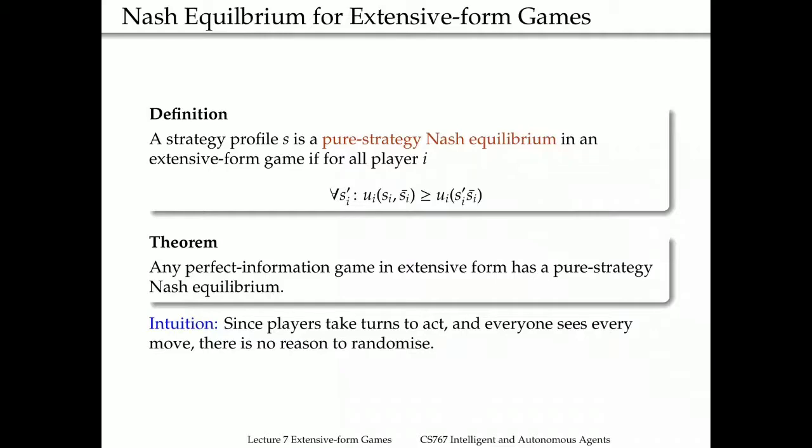Any perfect information game in extensive form has a pure strategy Nash equilibrium. Because in a perfect information game, once a player takes a turn to act, everybody can see every move so far in the history of the play, and this means that there's essentially no reason to randomize. You know what the opponent has done. You're just playing according to your best interest, right? So that's the intuition here. Of course, perfect information games are just a very special subtype of extensive form games. And typically, when we talk about extensive form games, we would be looking at imperfect information games.